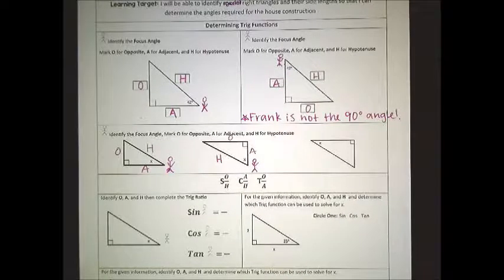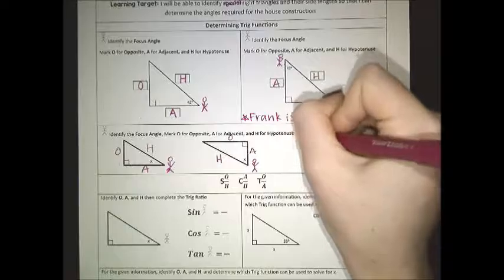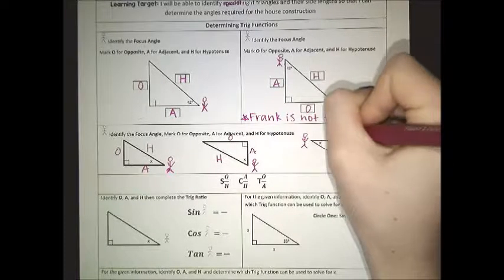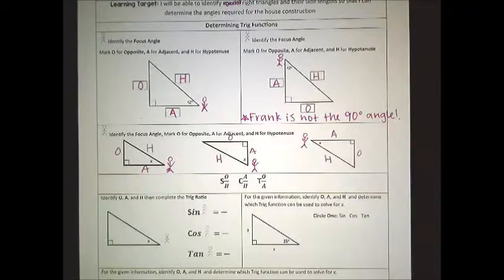So we've got our opposite, adjacent, and hypotenuse. First I need to draw in Frank, opposite, adjacent, hypotenuse. So just like we were labeling side relationships in special right triangles, this is a really useful thing to label in trig problems so that you know which sides are which.